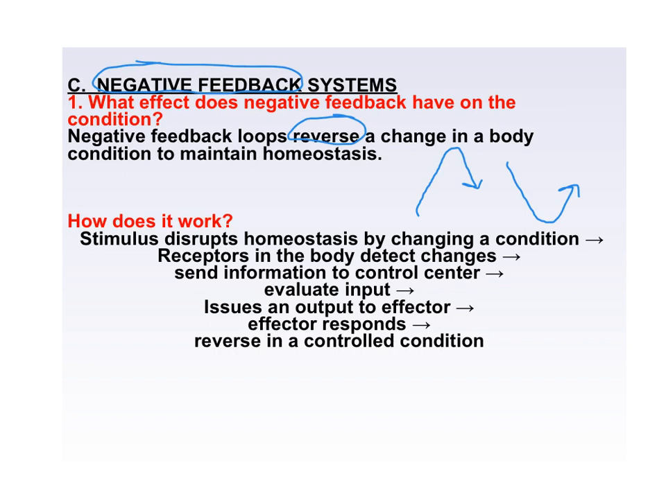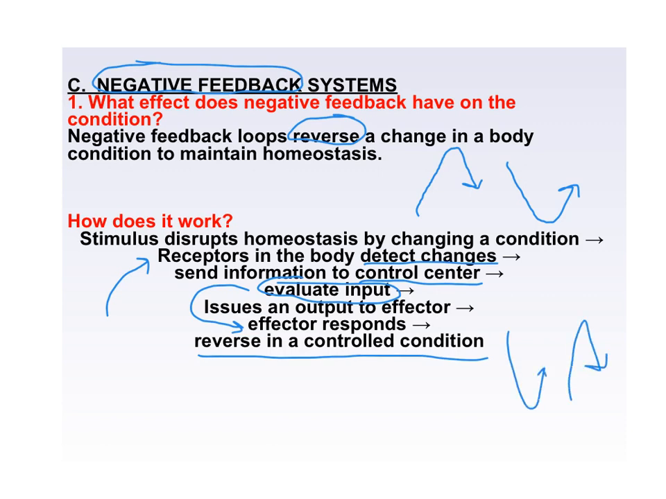It reverses the change that occurs within the body. If something gets too low, it brings it up. If something gets too high, it brings it down. And just like any feedback loop, the receptors are what detect the changes. It sends information to the control center, usually the brain. It evaluates this input from the receptors. It sends an output, a response to the effectors. And the effectors actually respond to reverse the stimulus or the condition that the body is in. So if the body's getting too low, it brings it up. If it's getting too high, it brings it back down. That is all negative feedback means.